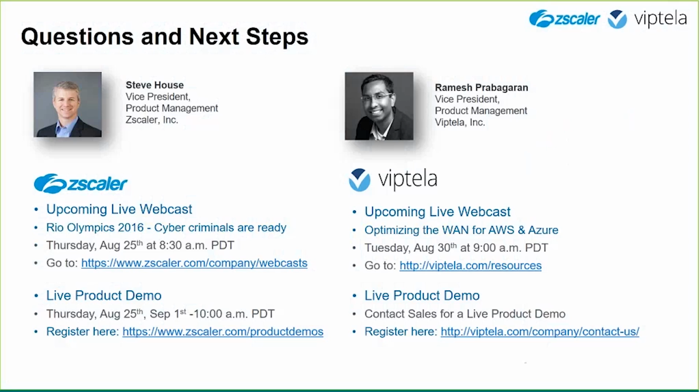So with that, let's move on to our Q&A section. Ramesh, I have first question for you. The question is, do I need to rip and replace the current Cisco infrastructure to accommodate SD-WAN?